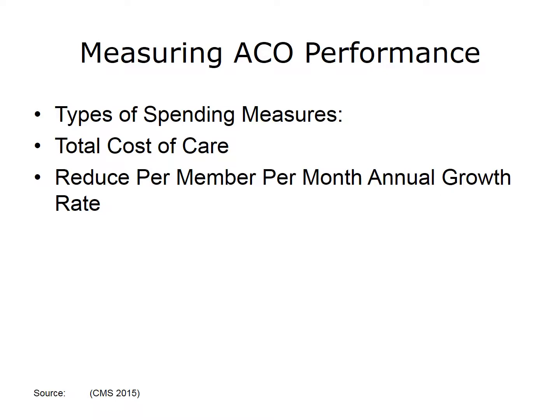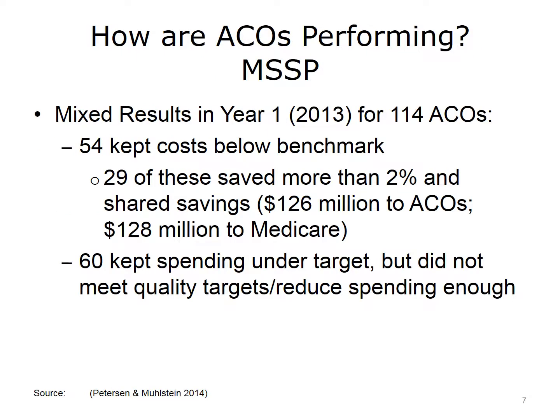In most cases, ACO spending performance is focused on measures of the total cost of care for a defined set of patients. In other cases, ACOs set spending targets related to a reduction in some measure, such as the per-member per-month growth rate in spending. The spending targets are risk-adjusted, which means that they are adjusted based on the chronic conditions and other health measures of the patients served by physicians in the ACO.